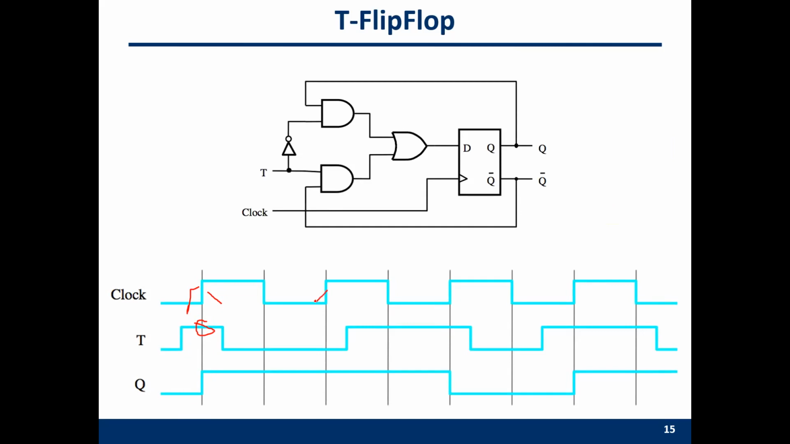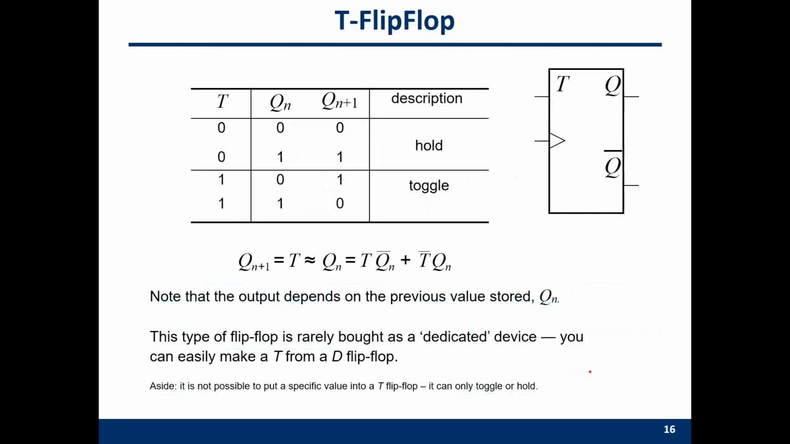This is another rising edge. T is 0. The output will not change. This is the third rising edge. T is 1, then it's inverted. Original value is 1, then inverted to 0. This is the last rising edge. T is also 1. So originally it has a 0, then it will be inverted to 1. So the inversion operation is also called a toggle.